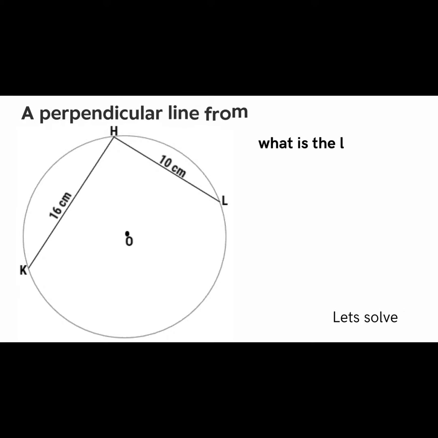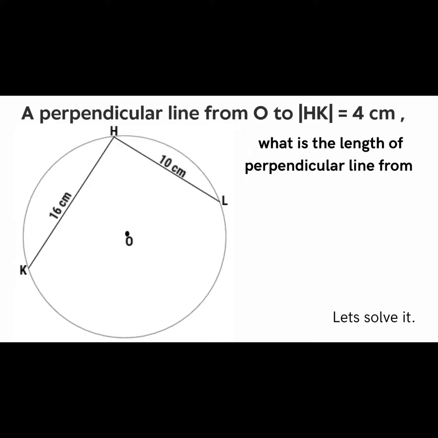A perpendicular line from O to HK equals 4 cm. What is the length of the perpendicular line from O to HL? Hence, find angle KHL to 1 decimal place. Let us solve the questions if you are ready.